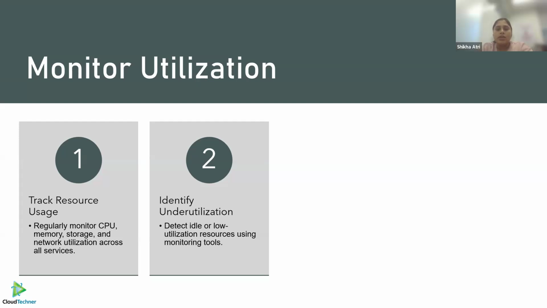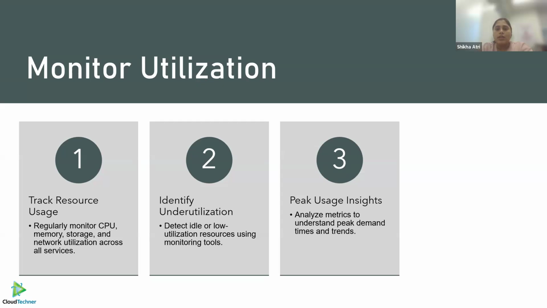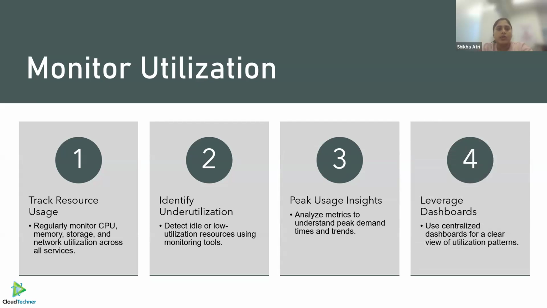Next one is peak usage insight. Analyze usage metrics to understand when demand peaks and when resources are underused. Aligning resources with these trends ensures you are not over provisioning during quiet periods or under provisioning during high demand time. Next one is leverage dashboards. Use centralized dashboards like AWS CloudWatch, Azure Monitor, or GCP Operations Suite to get real-time insight into performance and utilization patterns. These tools simplify monitoring and make it easier to act on insights.